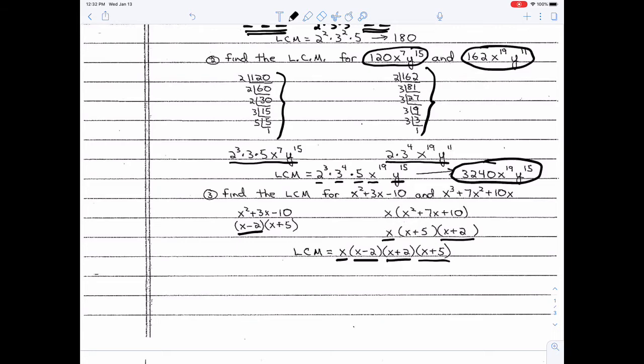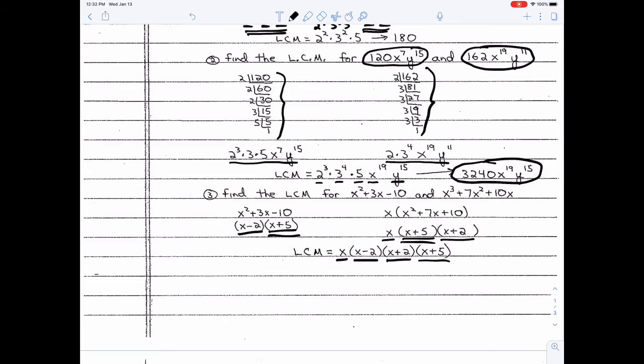You don't want to count up how many there are. Notice on the example number 2, the x to the 7th and the x to the 19th, we didn't call it x to the 26th. We just took the largest exponent. So it doesn't matter that there are 2 x plus 5s. What you want to do is take the one with the largest exponent, and they both have the same exponent of 1.